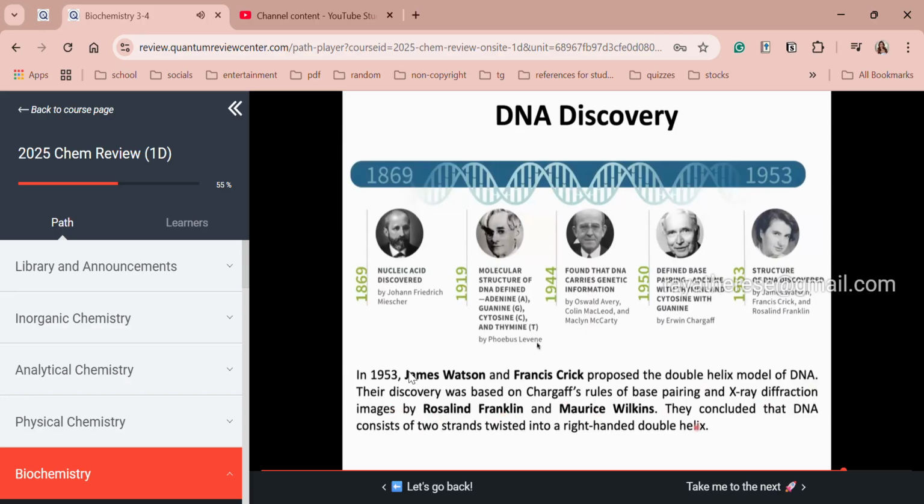And of course, because of the data of Franklin and Wilkins, they were able to conclude that DNA really consists of two strands twisted into a right-handed double helix. So very controversial because even the PRC acknowledges Watson and Crick as the ones who proposed the double helix model of DNA. So I think this already appeared in the board exam.